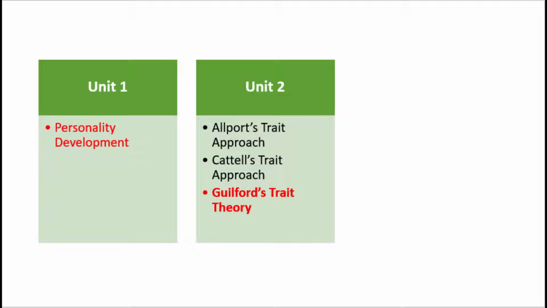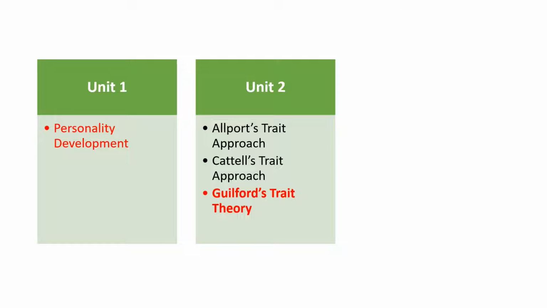From Unit 2, we need to look into three topics: Allport's trait approach, Cattell's trait approach and Guilford's trait theory. These three can come as a 6-mark question. The Guilford trait theory is very important, so give more attention to this one. Now let's look into the short answers.